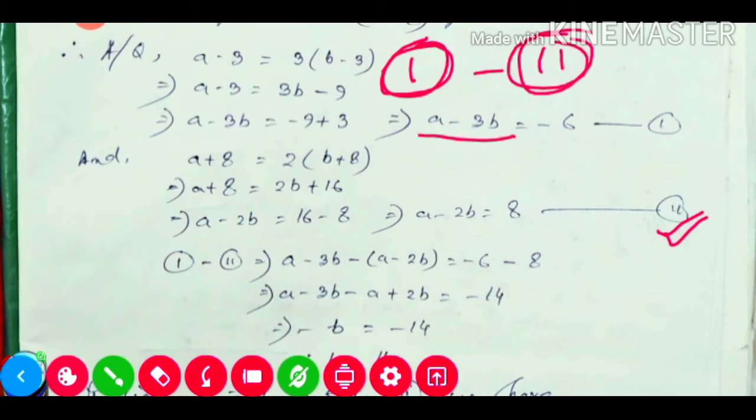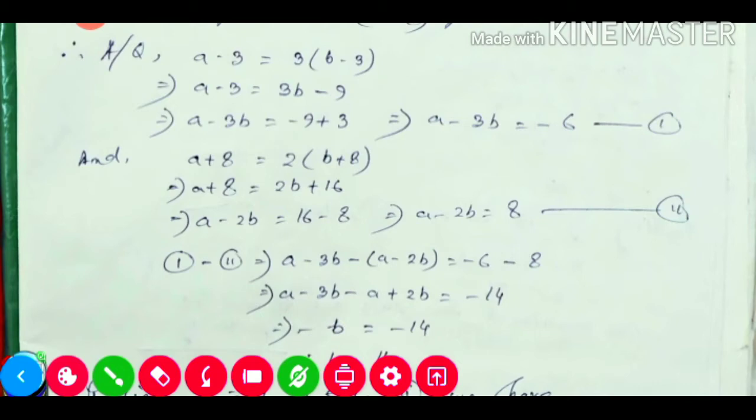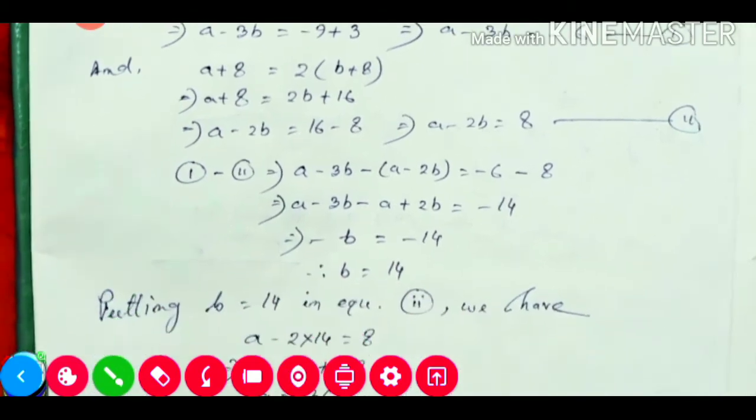So A minus 3B minus, in bracket, A minus 2B is equal to 6 minus 8. Now we'll take out this one from the bracket. So A minus 3B minus A plus 2B is equal to 6 minus 8, which will be minus 14.